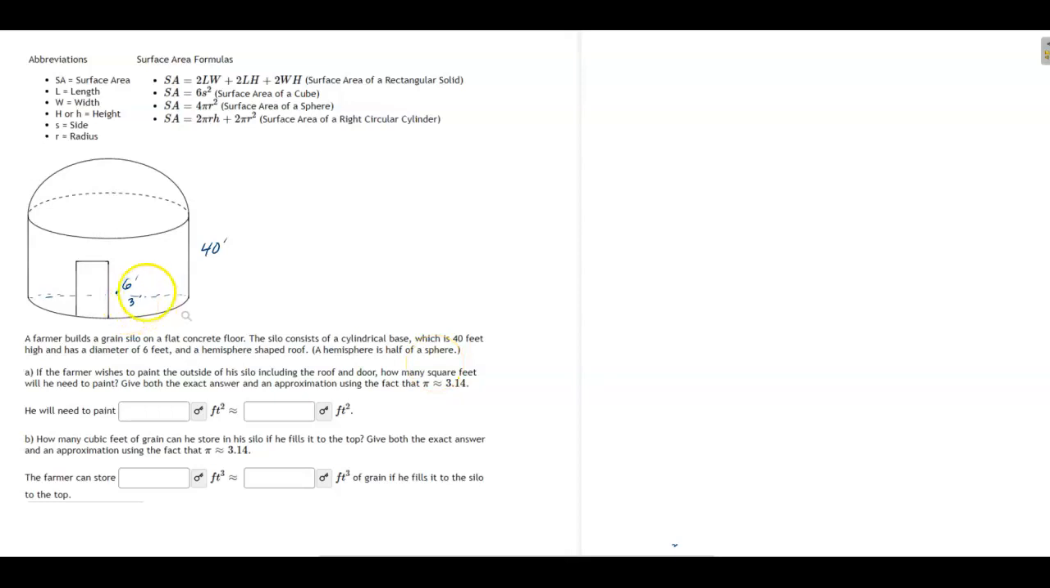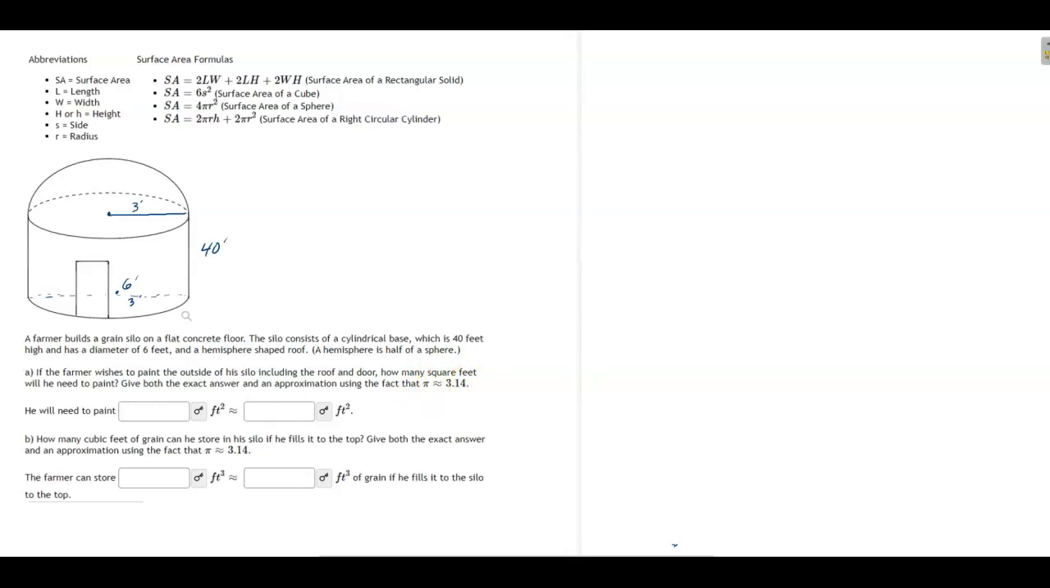Now, that means if the radius is 3 feet, it tells us that it's got a hemisphere-shaped roof. So, of course, that would be 6 feet all the way across the top. So this radius is also 3 feet. Okay, and this is a hemisphere. So the first thing it asks is, if the farmer wishes to paint the outside of his silo, including the roof and door, how many square feet will he need to paint? Give both the exact answer and an approximation using the fact that pi is approximately 3.14.